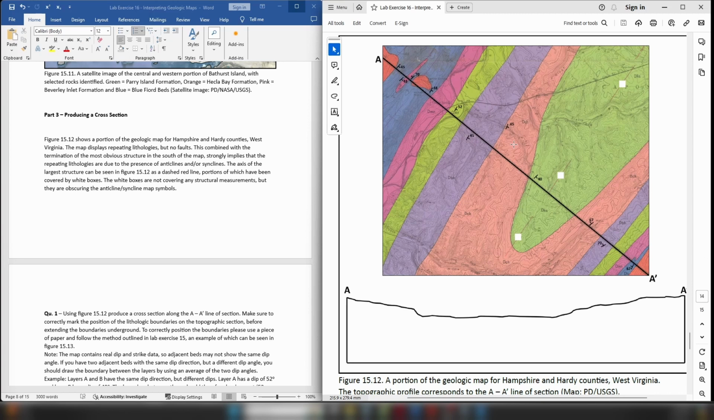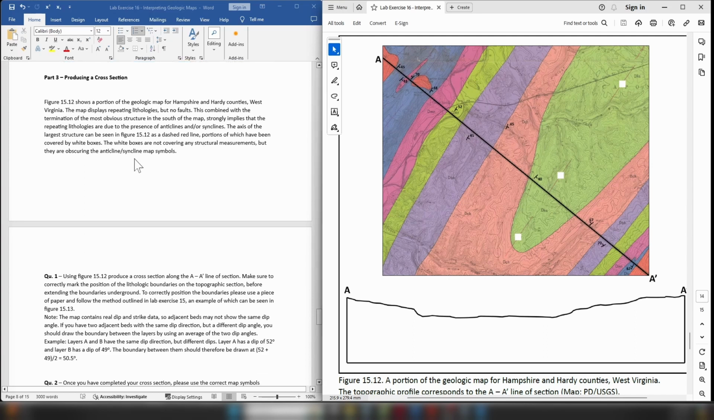Straight away, we're going to be thinking, right, this is either due to a fault or a fold. What could it be? Well, straight away, there's no indication of any faults on the map. So this instantly begins to suggest that what we're looking at is either going to be an anticline or a syncline.